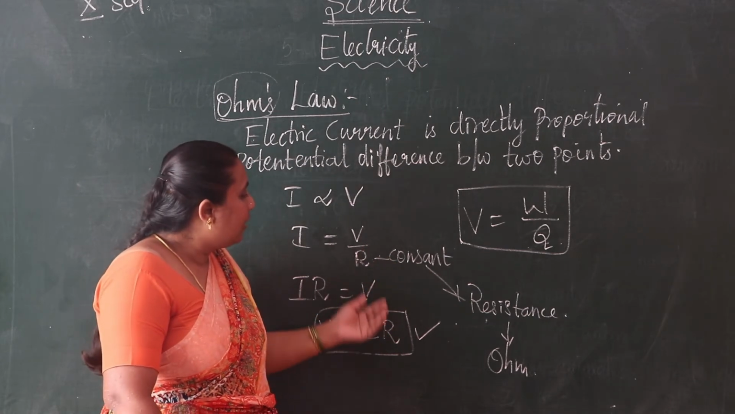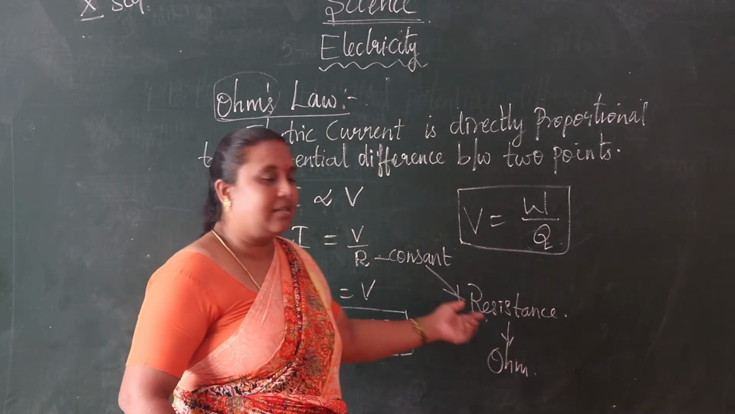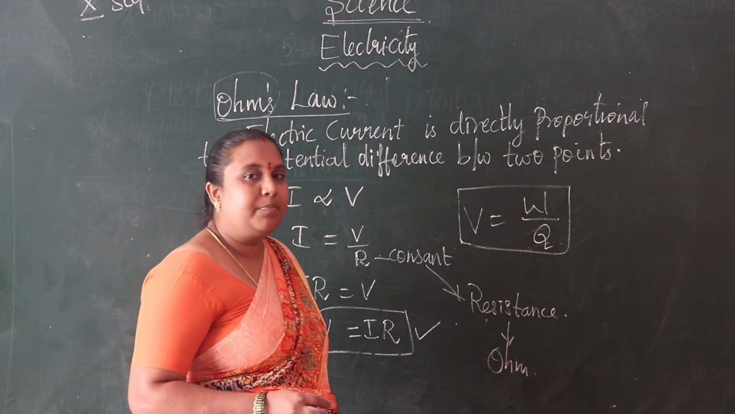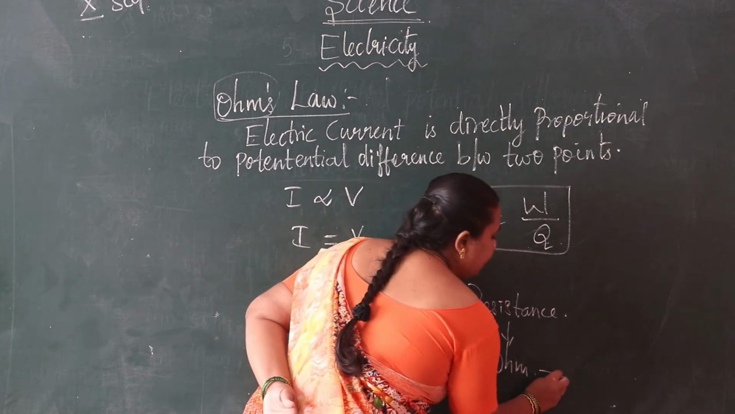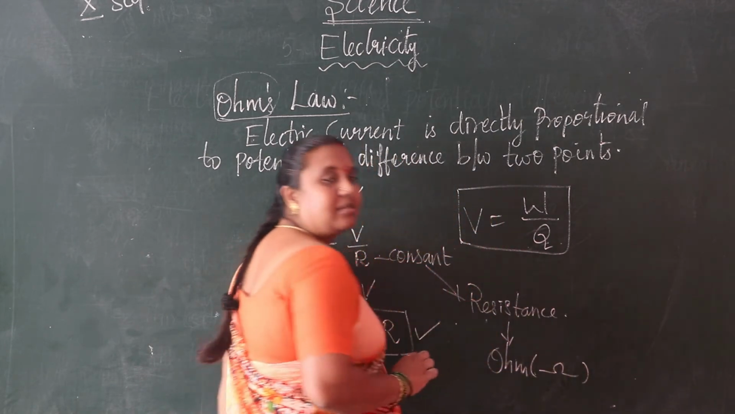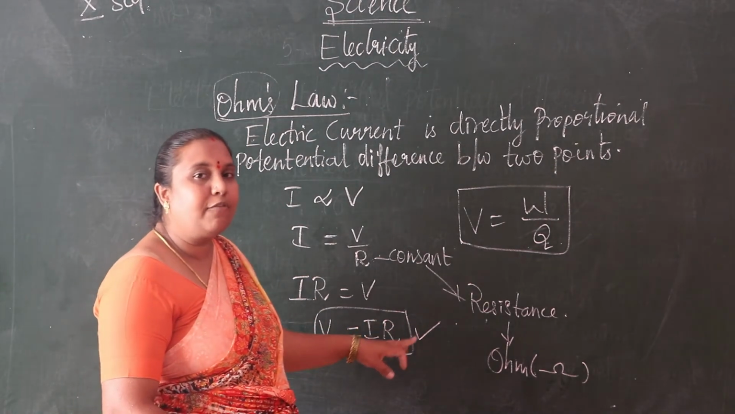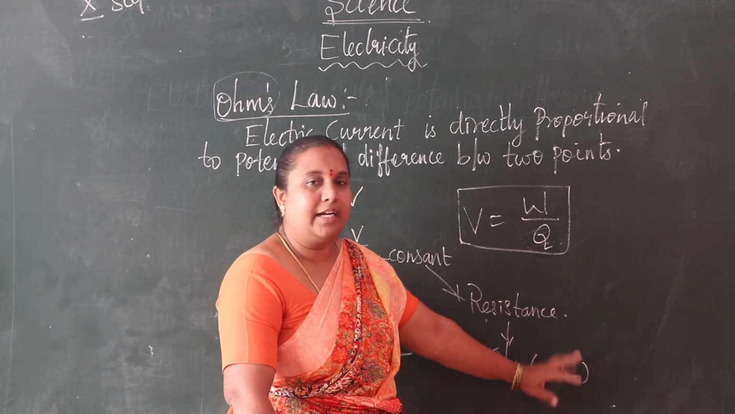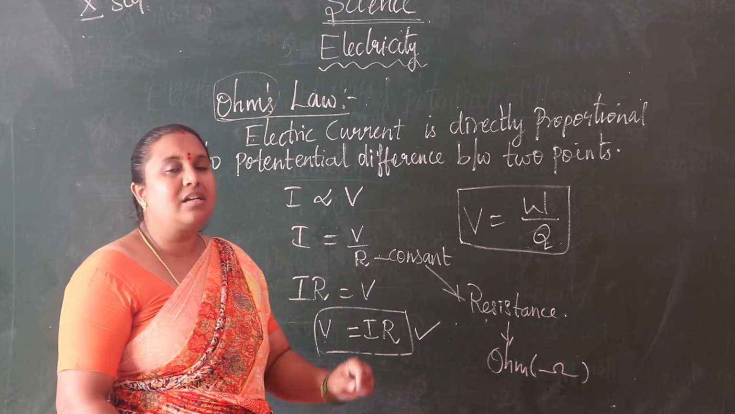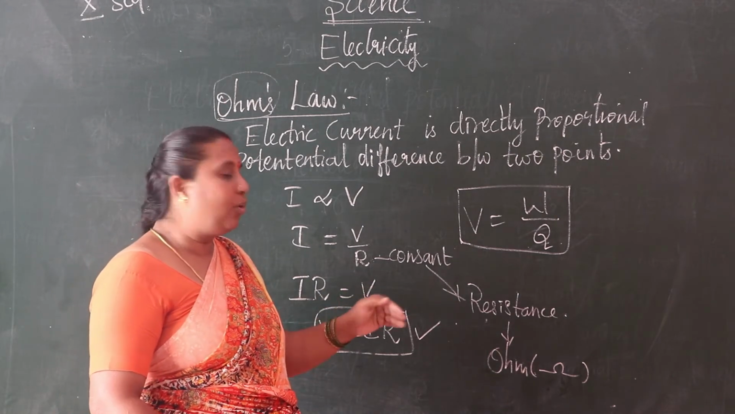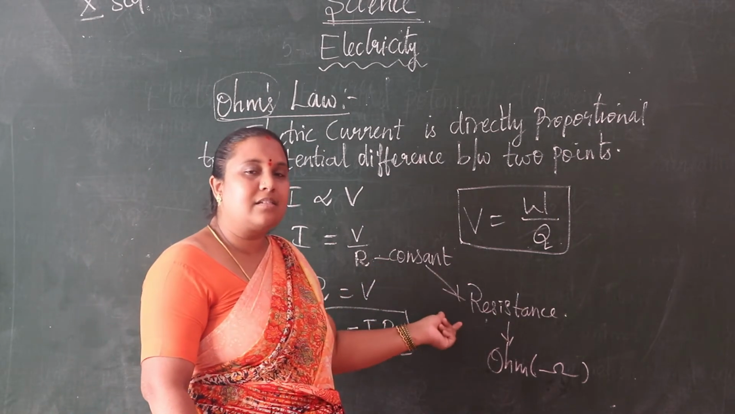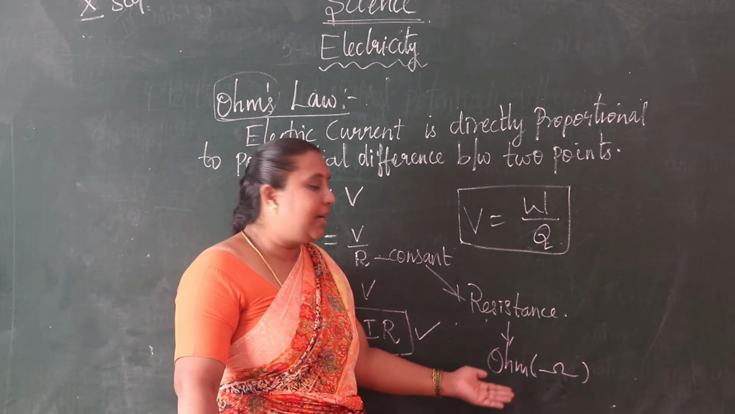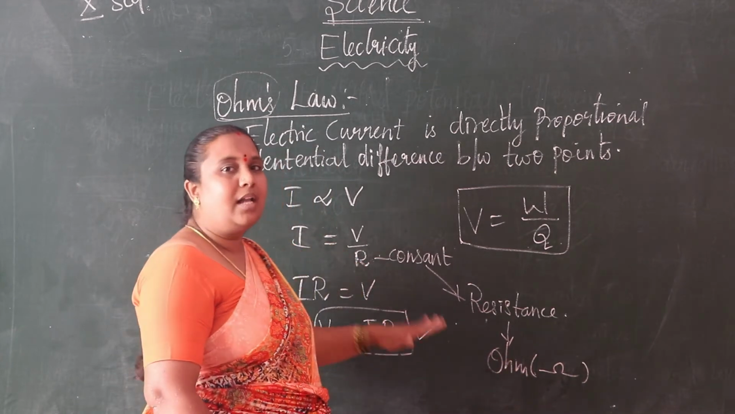The next is resistance. The SI unit of resistance is ohm. In a Greek letter we denote it like this, it is the symbol of ohm. The SI unit of resistance is ohm, and the symbol of resistance is a Greek letter. Understood, children? Then what is resistance? Here it is a constant I told, and it is resistance. We know that the SI unit of resistance is ohm, and we denote it by the Greek letter omega.